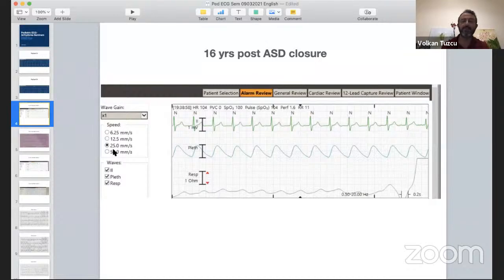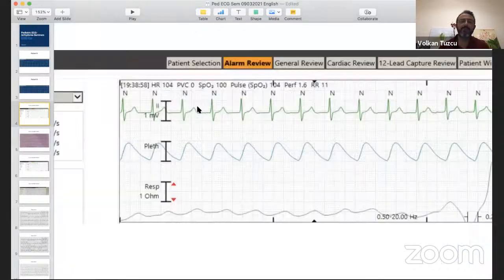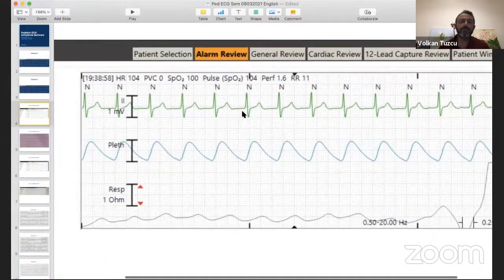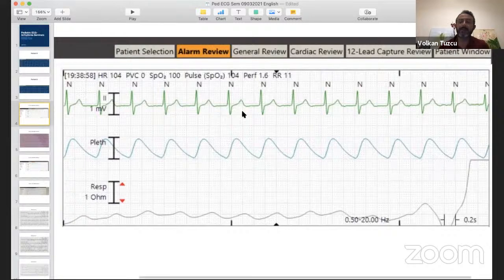Anyways, this is a 16-year-old patient, as you see, with ASD closure using a device. I don't remember the details of the ASD, but secundum ASD, let's say. The age, as you see, is 16 years. So what is that rhythm you see on the telemetry after ASD device closure? The rate, as you see, is about 104. If you're not able to see, let me zoom a little more. That's the rhythm. That's telemetry, by the way.